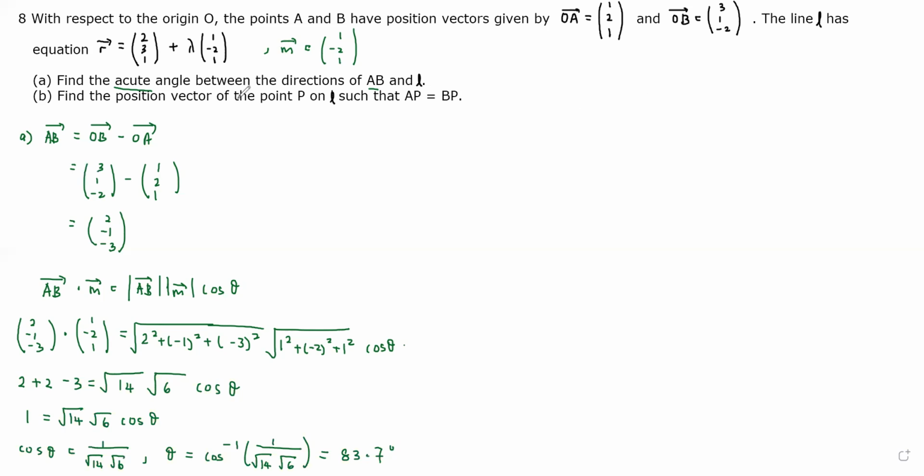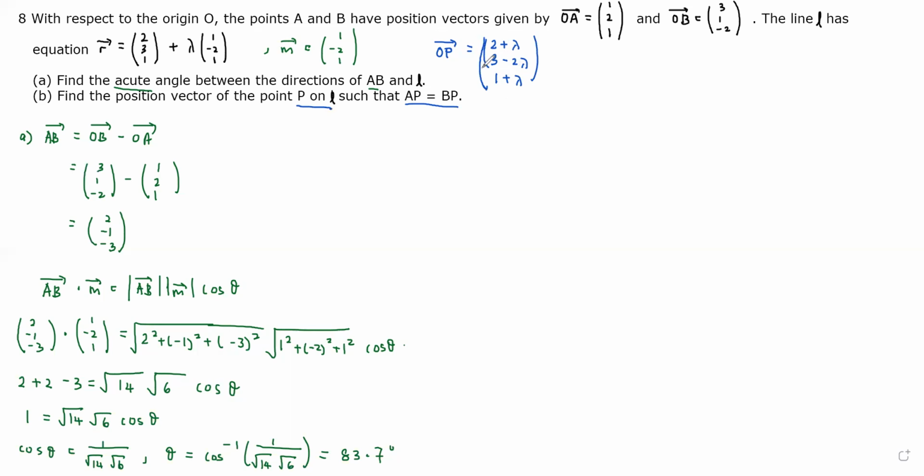Part B, we need to find the position vector of the point P on the line, such that AP is equal to BP. So the length of AP is the same as the length of BP. If we look at the equation of the line here, we can just find vector OP. So from the line, vector OP is given by 2 plus lambda. That is the position vector of any point on the line. And then we have 3 minus 2 lambda and 1 plus lambda.